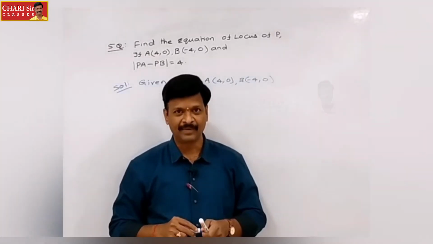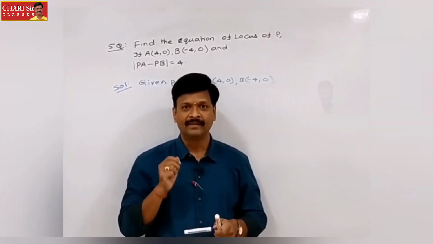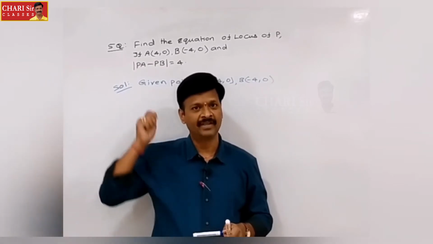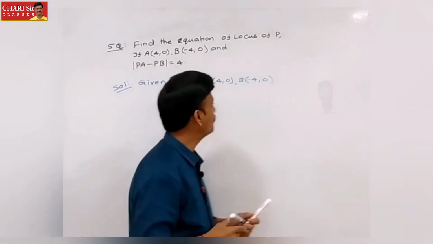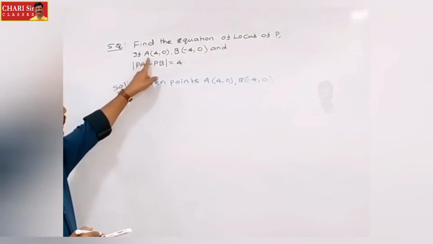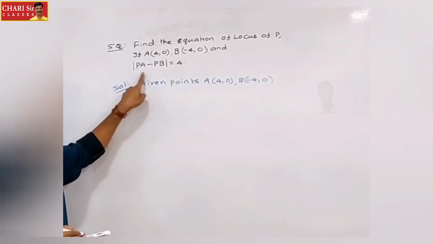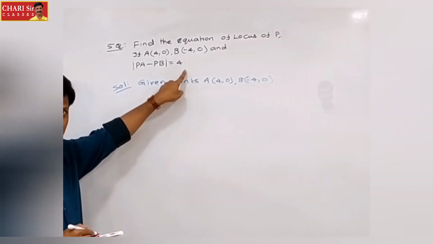Inter first year Math B locus topic. This is part 2, locus part 2. This locus part 2 module starts with question number 5. Question number 5: find the equation of locus of P if A is (4, 0), B is (-4, 0) and modulus of PA minus PB equals 4.